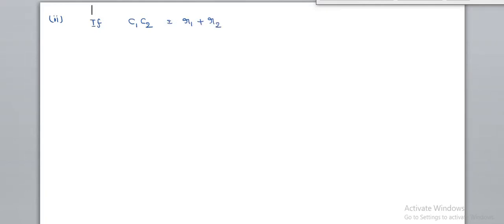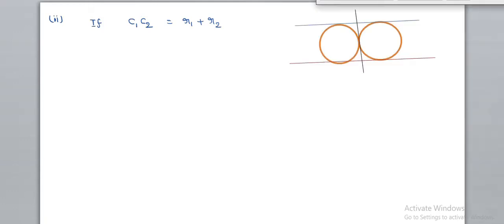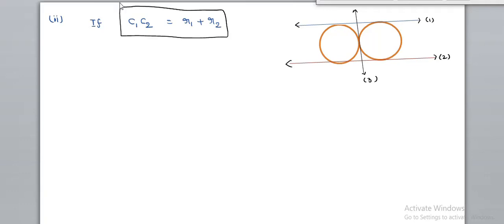to R1 plus R2. So please observe the diagram. This is the three tangents. This is the first tangent, second tangent and third tangent. So this is the condition, C1C2 is equal to R1 plus R2. That is the meaning.